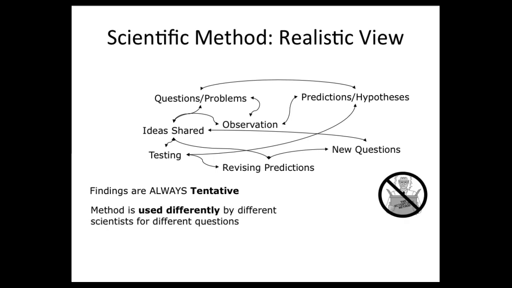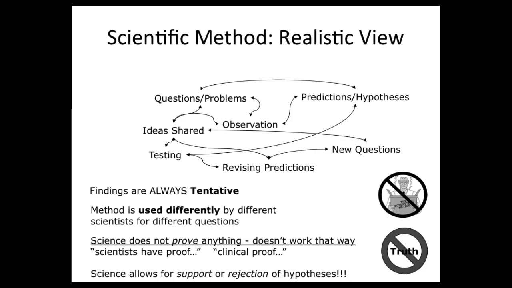The scientific method can't be just put into a box and handed to another scientist and say, hey, go do science. The scientific method is used differently by different scientists for different questions. And most importantly, science does not prove anything. That's not the way it works. When we read in the newspaper that scientists have proof, or there's clinical proof that X, Y, and Z is happening, that's not what we care about in this class.